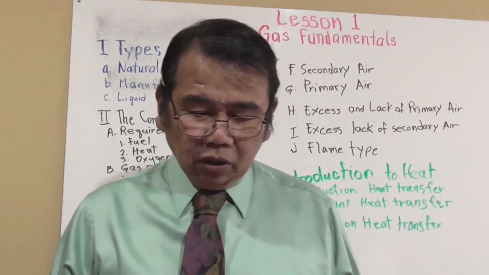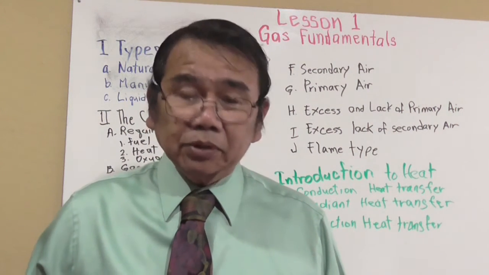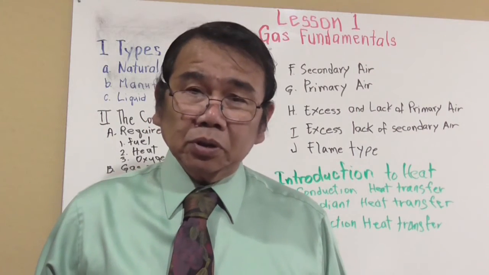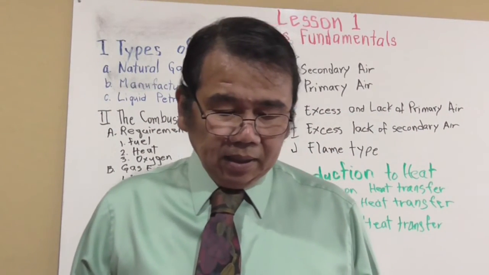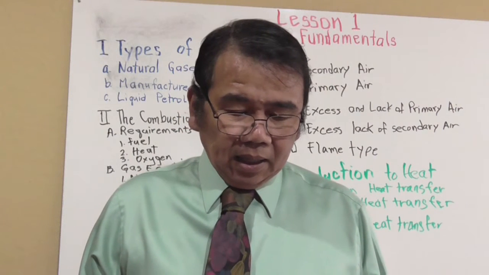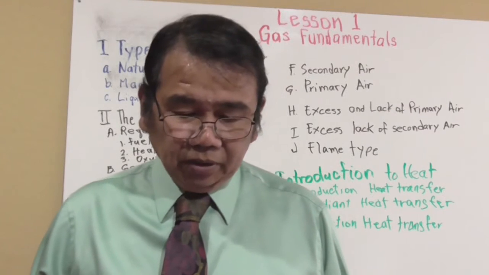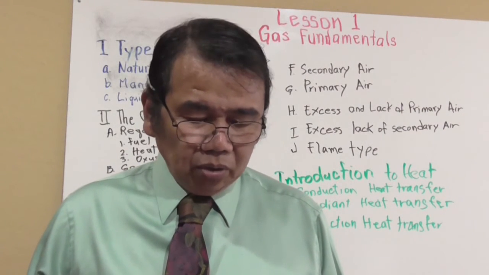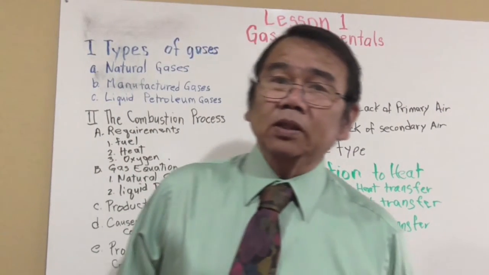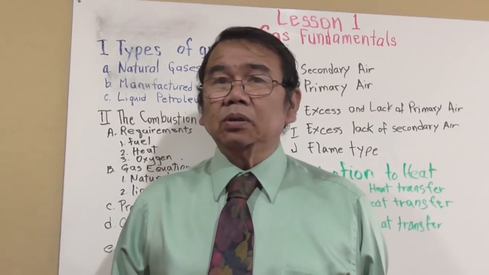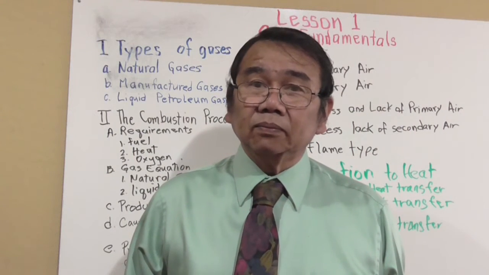Products of incomplete combustion, okay? It will produce carbon dioxide, water vapor, carbon monoxide, and aldehydes, which irritate the eyes, nose, and throat. And then you have soot. So that means you have incomplete combustion in your furnace, and those products will result.